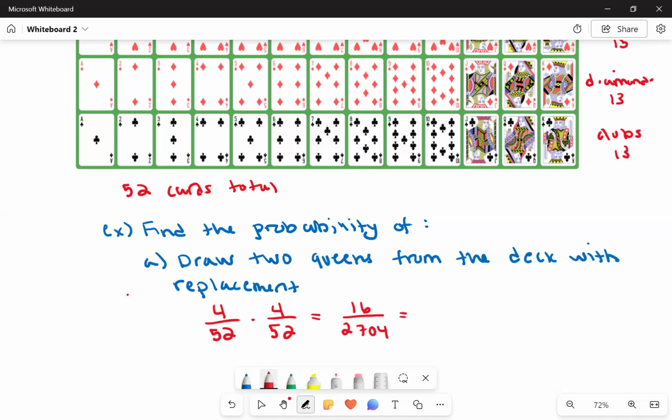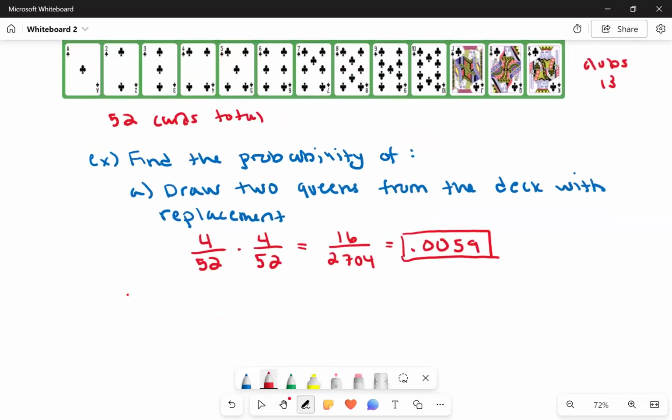2704, which I'm just going to go ahead and write as a decimal. I'm going to switch to decimal format. So that comes out to 0.0059, and then there's more decimals after that. But I think 0.0059 is a perfectly acceptable number. I would also be okay with you rounding to 0.006. That's okay as well. Okay, so this happens to be an independent event, or independent events, because we put the card back into the deck.